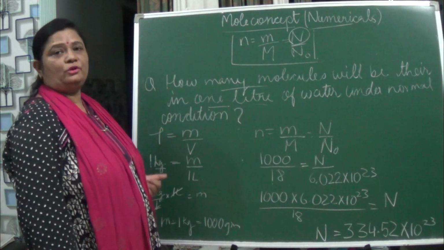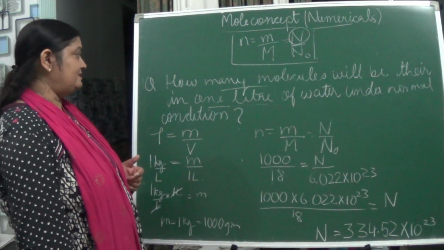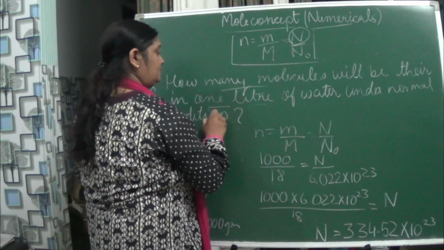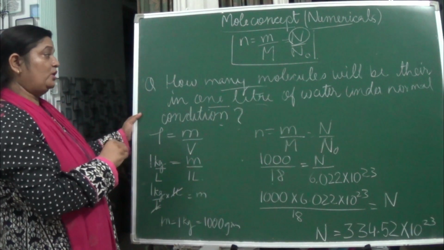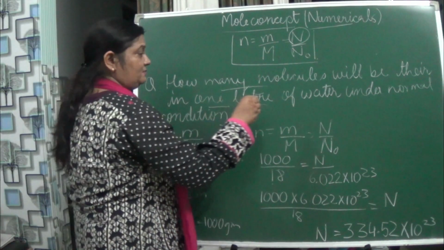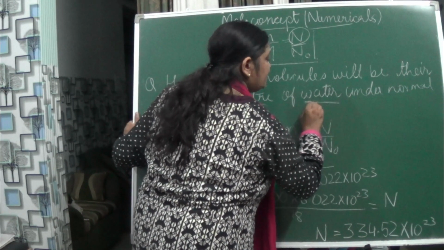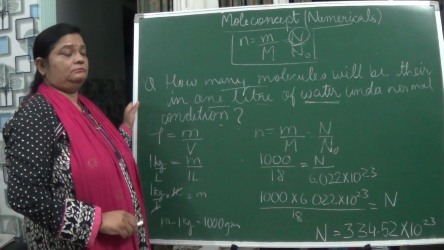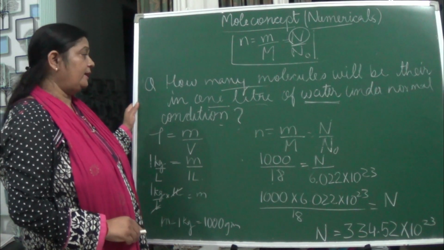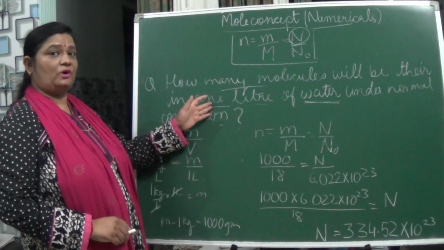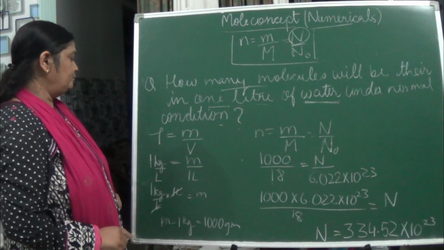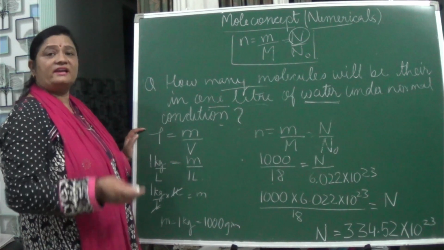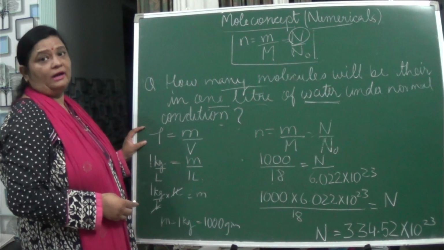So now what will you do in that case? Here it is given, under normal conditions, which means at STP. So here it is given water, isn't it? So the formula of density is what? Mass upon volume. Volume we can see because 1 liter is given. So density of water under normal condition is taken as 1 kg per liter.